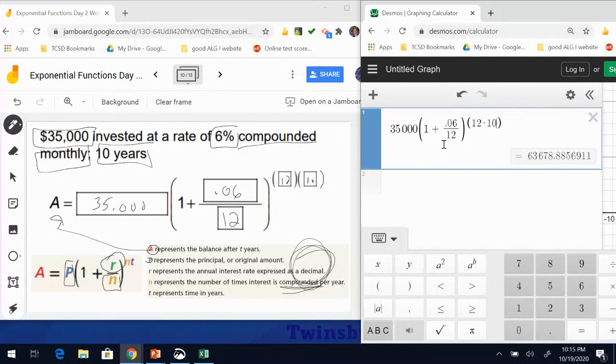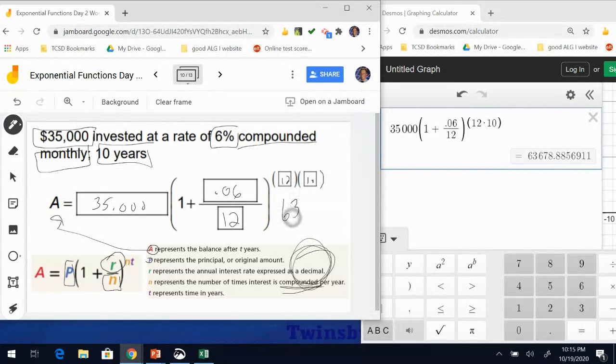So again, now my $35,000 after 10 years is $63,678, and we need to round to the nearest penny, so that's 89. All right, so it's not bad. After 10 years, your money almost doubled, which is pretty impressive to do. So if you can get a rate of 6%, good for you, because that's not happening anymore right now. Back in the day, it used to. However, now, not so lucky.